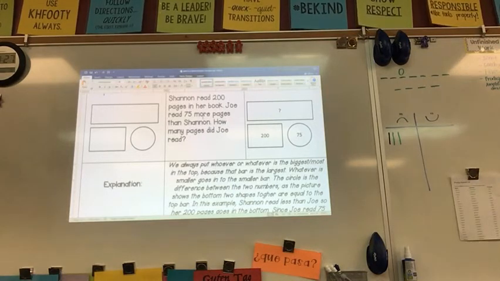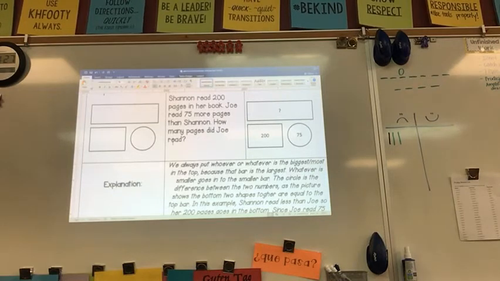So let's go ahead and read this one all together. Shannon read 200 pages in her book. Joe read 75 more pages than Shannon. There's the more than. They're not right together, but it's more pages than. Let's go ahead and read the question. How many pages did Joe read?